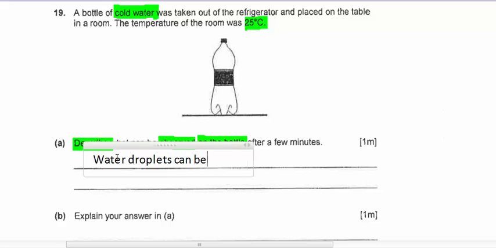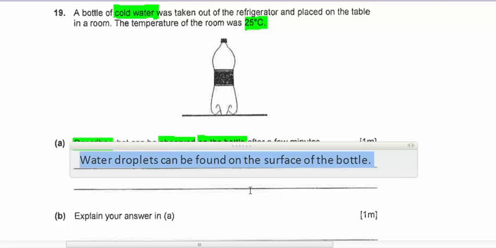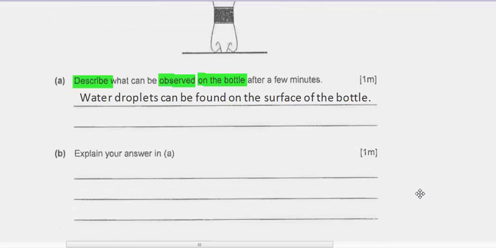Water droplets can be found on the surface of the bottle. Okay, so this is what's going to happen. Water droplets can be found on the surface of the bottle. Now you're supposed to explain your answer.